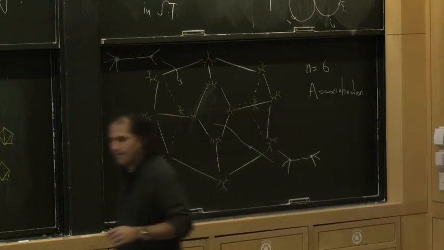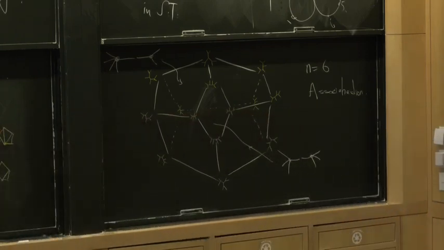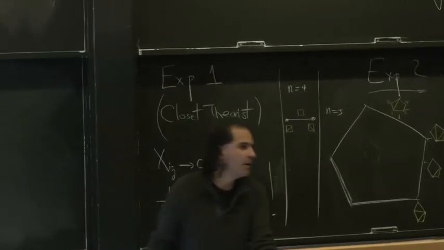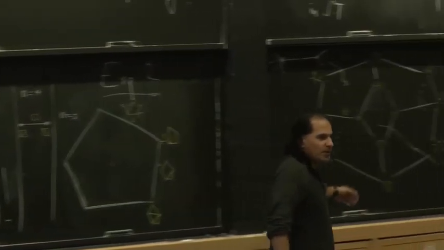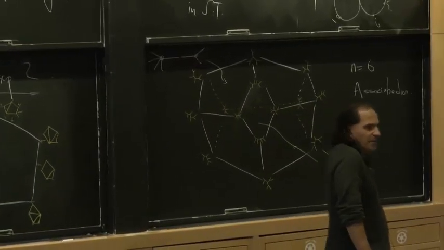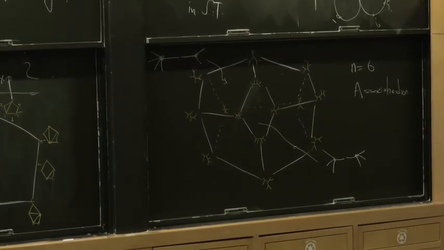So if we were to try to generalize this, even beyond one loop, even beyond tree level. At tree level, everything will be n minus three-dimensional. At one loop, it's n-dimensional, for example. Okay, so it's just a bigger object.